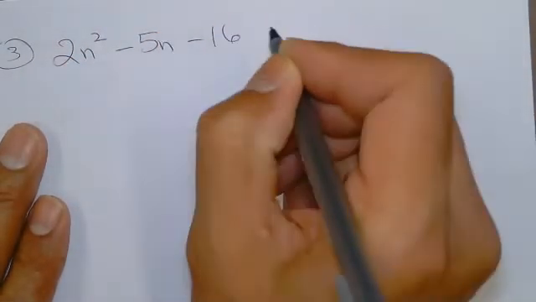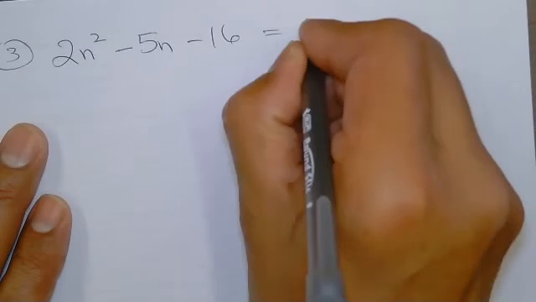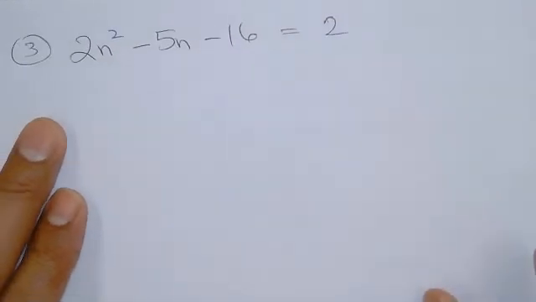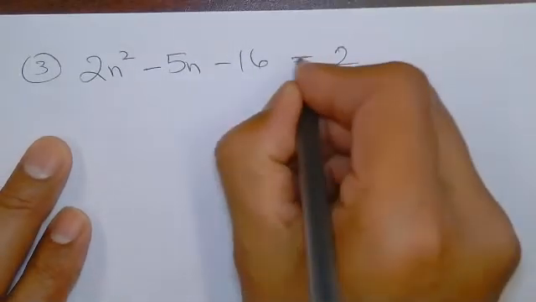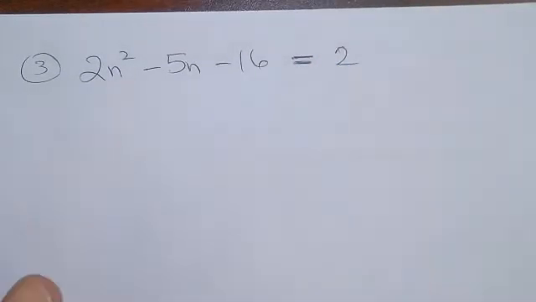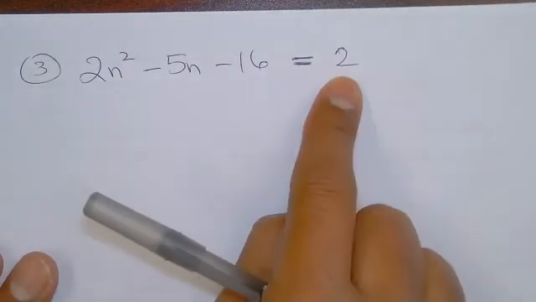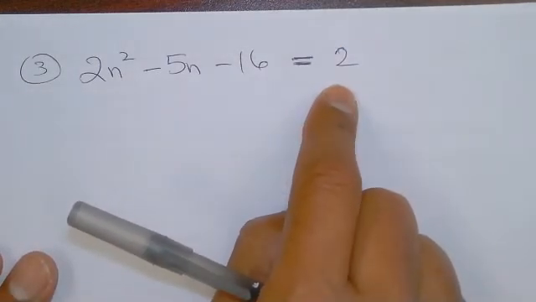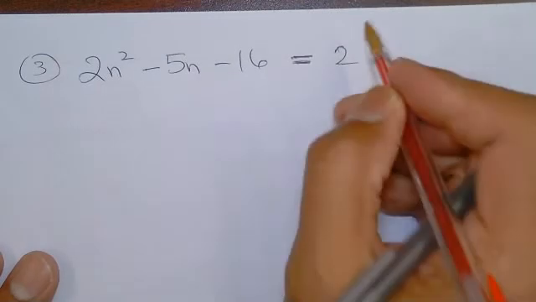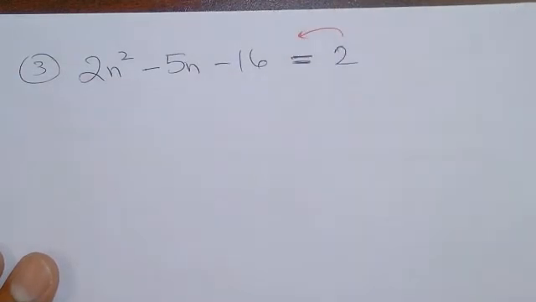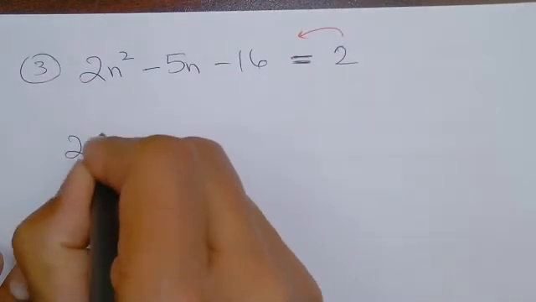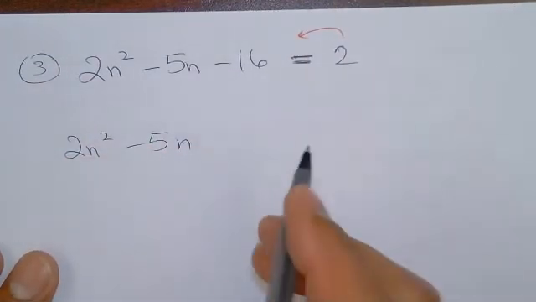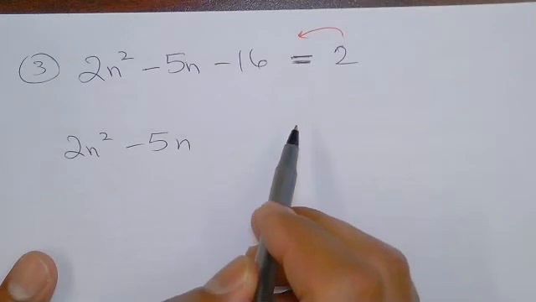Okay, number 3. All right, let's pick it up. How about this one? 2n squared minus 5n minus 16 equals 2. Something's not good here. Somebody see if you can see what it is. Yeah, we can't have that. It's supposed to be equal to 0. That needs to be moved over, right?